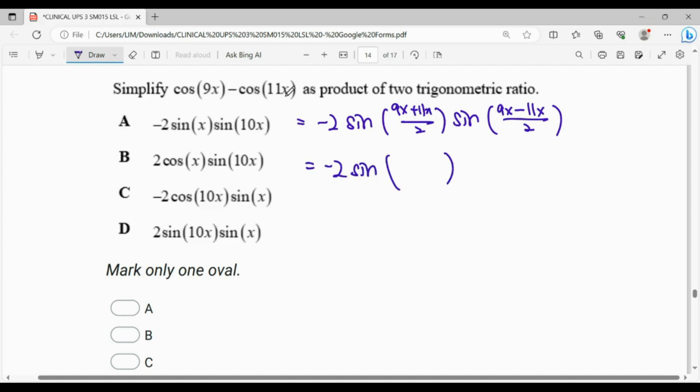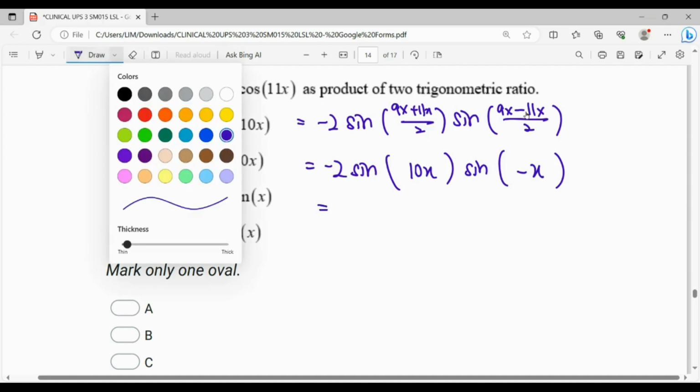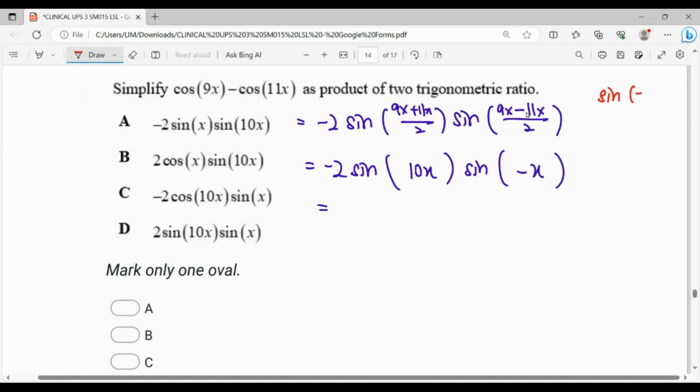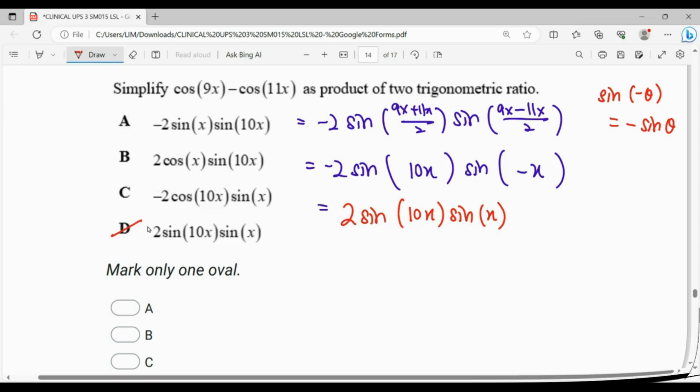Simplify this angle, it will be 20x over 2, which is 10x. Simplify this angle, it will give us a negative angle, which is negative x. And then we can simplify some more. Using the formula of negative angle, sine negative angle will be equal to negative sine angle. So negative negative will become positive 2. So finally our answer will be D.